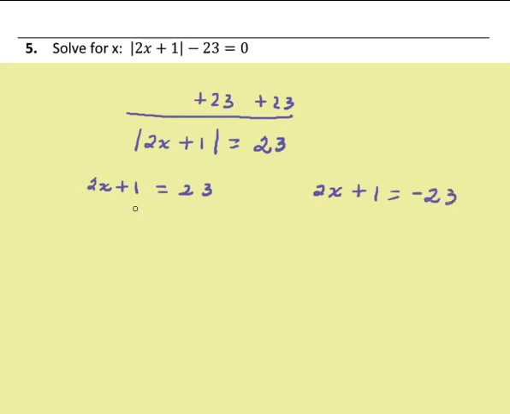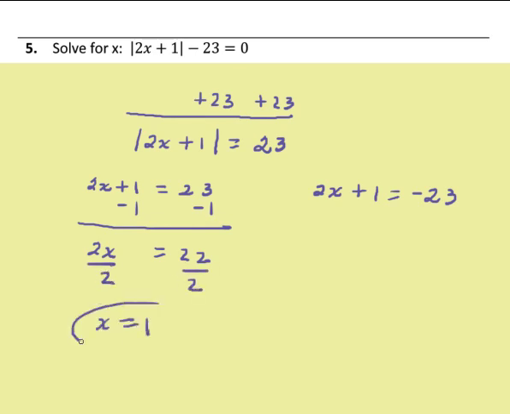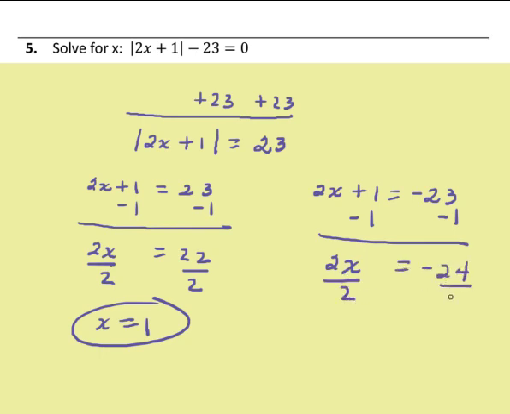And just solve both equations. Subtract 1 from both sides. And divide by 2. And we have x is equal to 11. Here, subtract 1 from both sides. And divide by 2. And we have x is equal to -12.